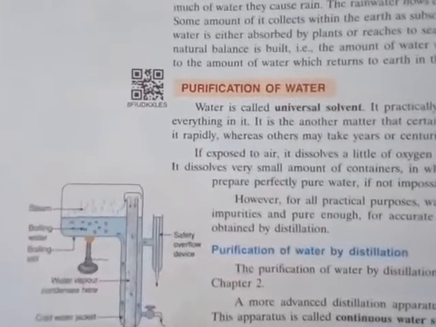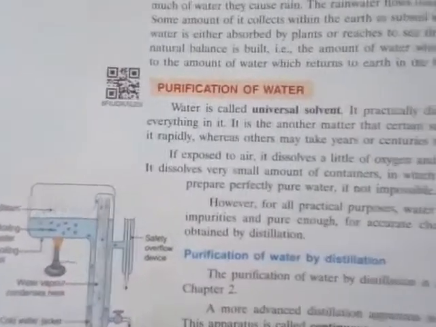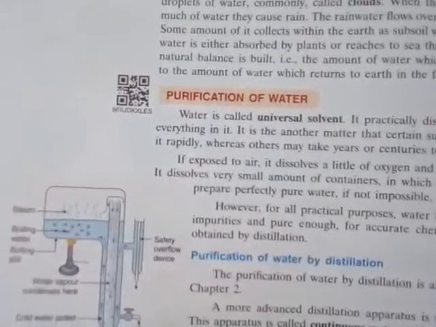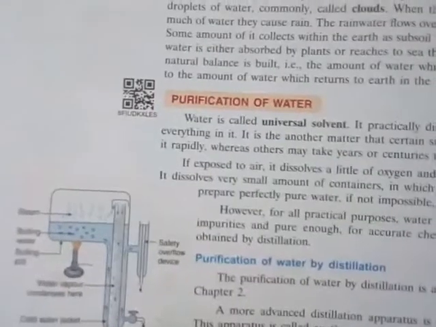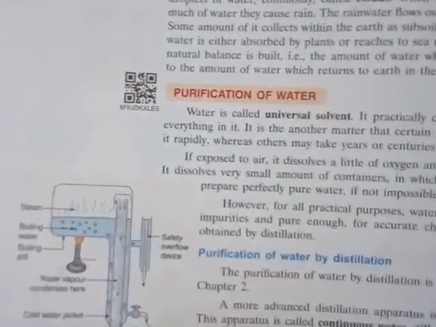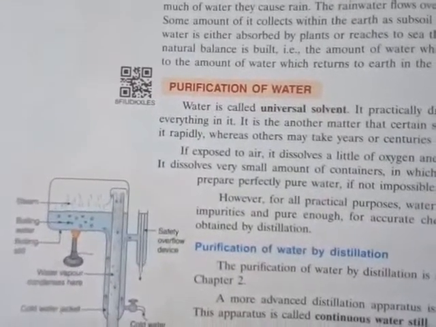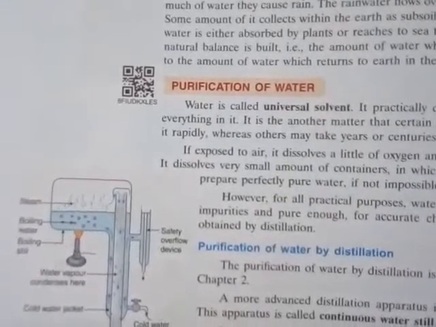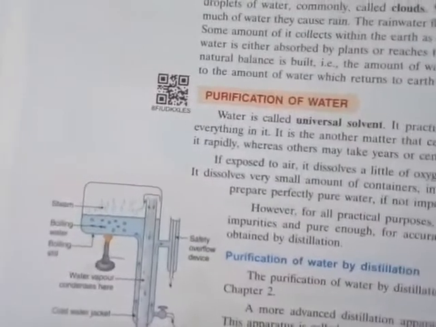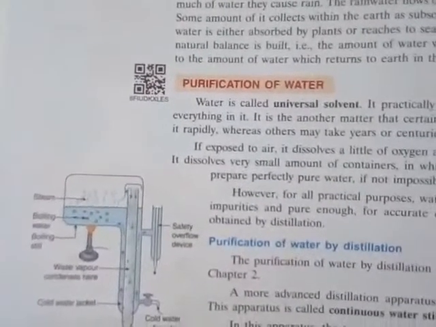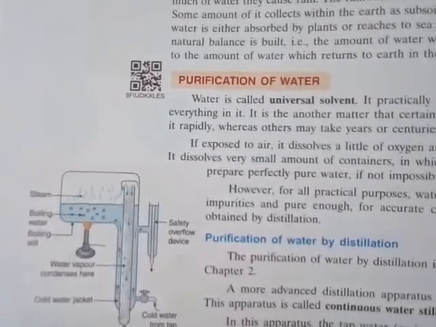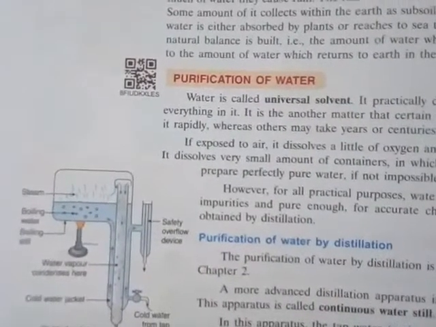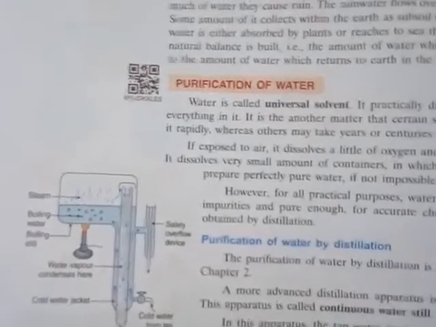Whenever it is exposed to the air, it dissolves a little amount of oxygen and carbon dioxide gas, and it dissolves a very small amount of the container in which it is kept. Thus, preparing perfectly pure water, if not impossible, is very difficult. However, for all practical purposes, water free from dissolved impurities and pure enough for accurate chemical work can be obtained by the distillation process.